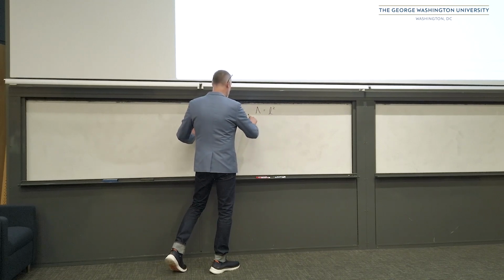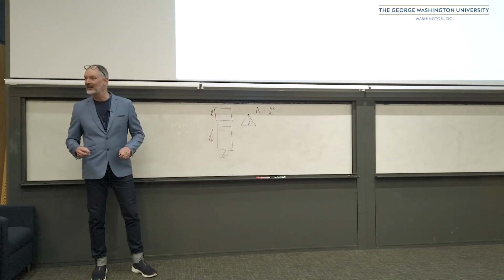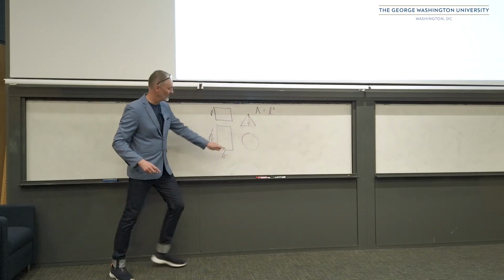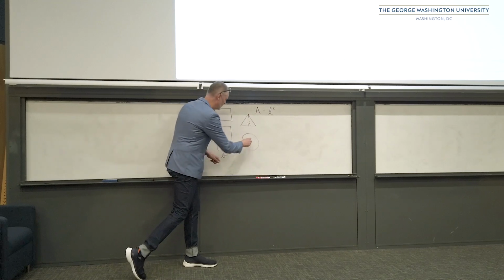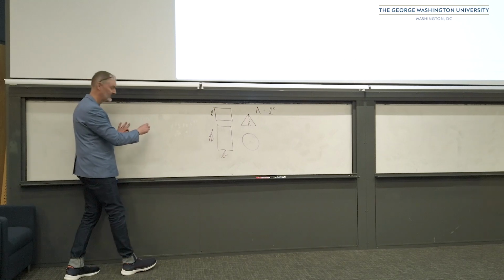What about that triangle? Half of the base times the height, okay? What about the circle? Oh, boy. Pi r squared. Okay, okay, okay.